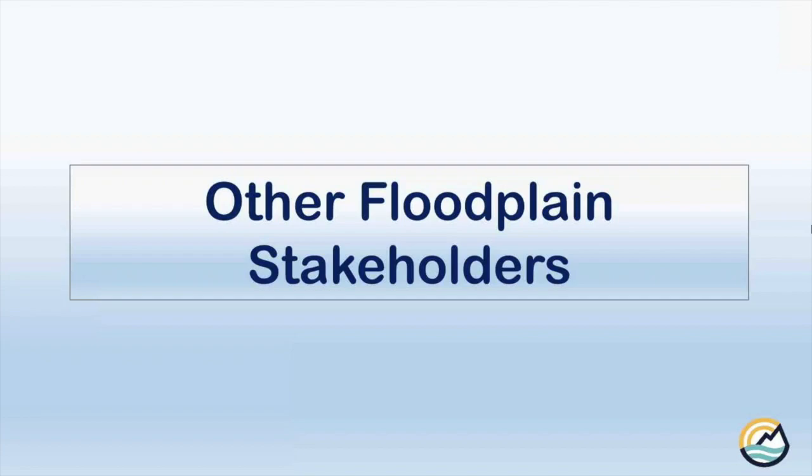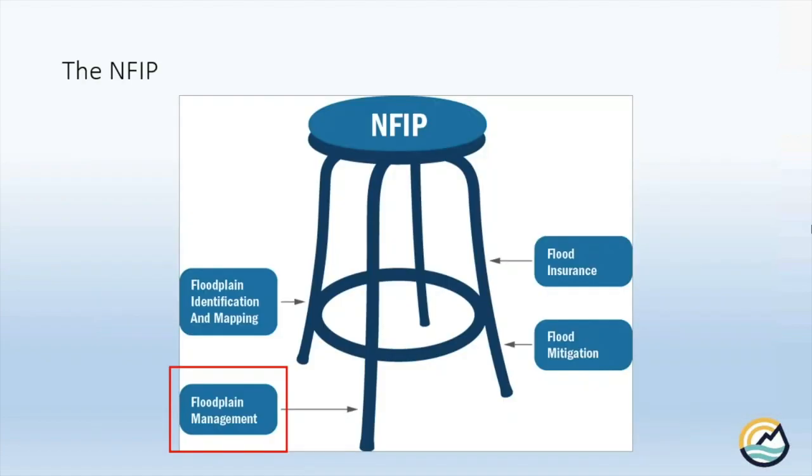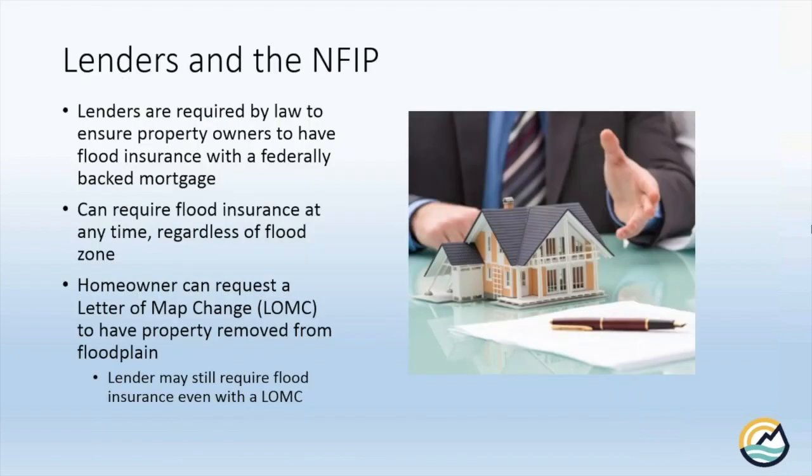Okay, so we're going to move on, guys. Now we're going to talk about some of the floodplain stakeholders. We were talking about floodplain management, and now we're moving over to that third leg of the stool. We're going to talk more about the insurance side of it. So we talked about where the risky areas are and what we are going to make people do. Now we're going to talk about the insurance. There are several different stakeholders that care about the National Flood Insurance Program, and one of them is going to be the lenders.